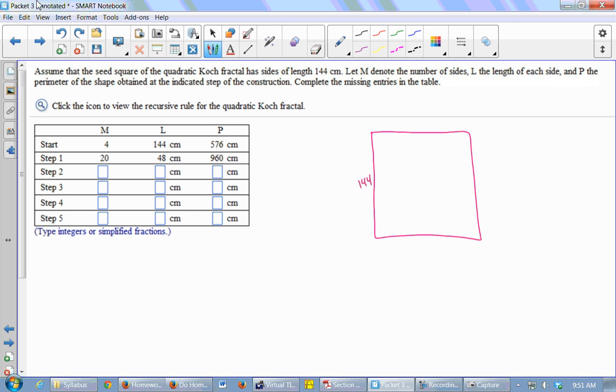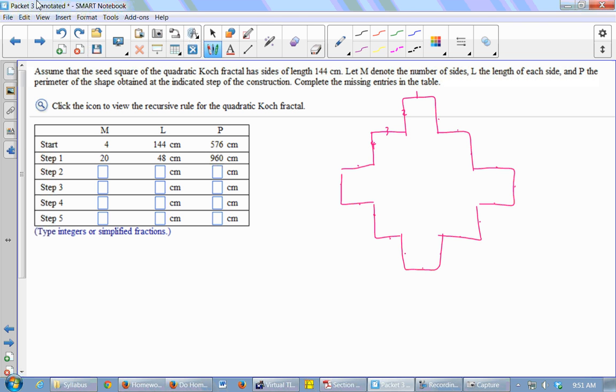All right, and then at step 1, I have to add on to the middle third of each side a new square. Okay, so I put a new square on the middle third. And now I count up the number of sides. And I've got 1, 2, 3, up to 20 sides. So that's where that 20 comes from, right?